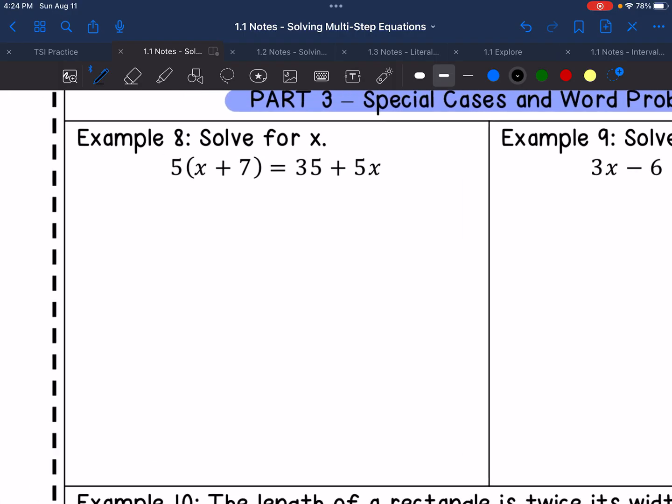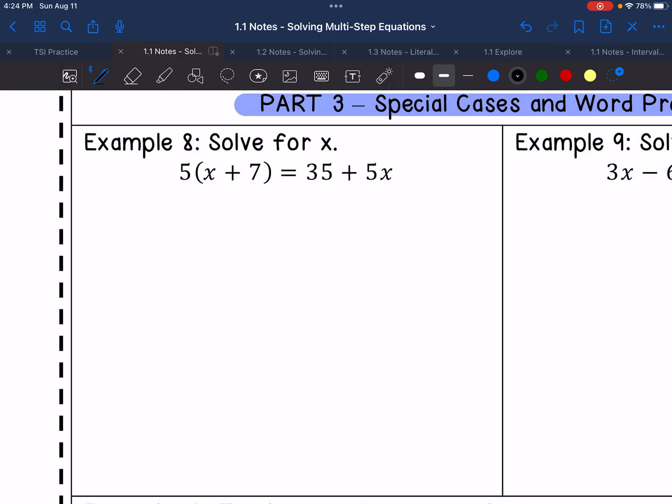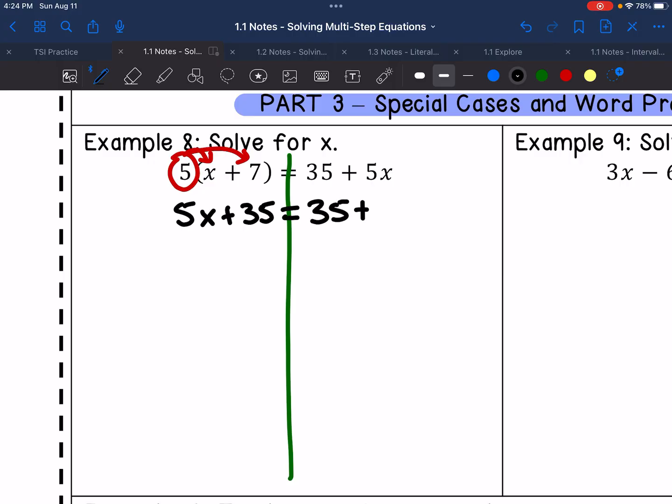All right, so starting off, we're going to look at example 8. So in example 8, we can see that on the left-hand side, we've got some parentheses, so we need to distribute. So we're going to do like we did in part 2. We're going to distribute. And so that's going to leave me with 5x plus 35 equals 35 plus 5x.